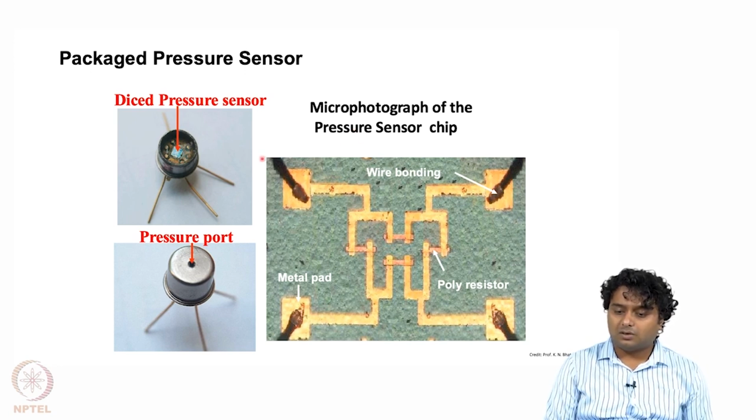These are the wires which are going out, actually solder wires, and these are the polysilicon resistors. This is an actual optical microscope image, and these are the metal pads, which are actually gold pads. You can see the gold pads here, and this is the packaged device. The top cap is open here. You can see the die, and this die is connected to different contact points, and the pressure port will be connected here. So this is the final device.